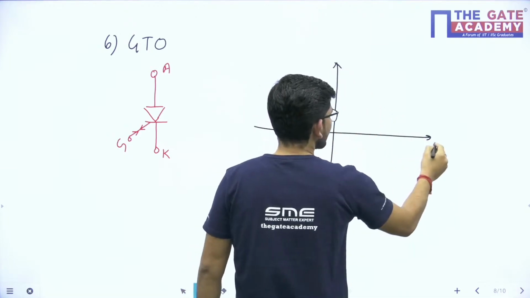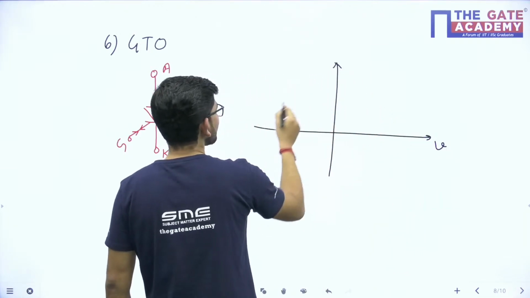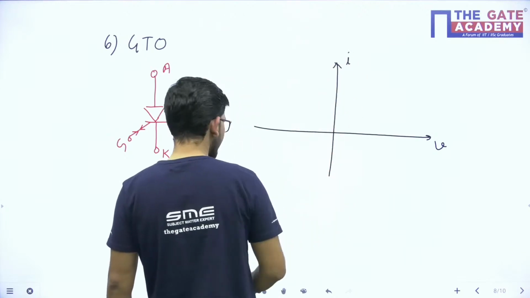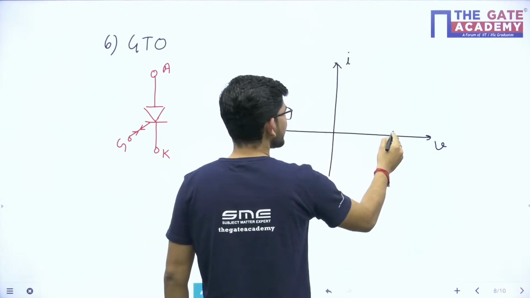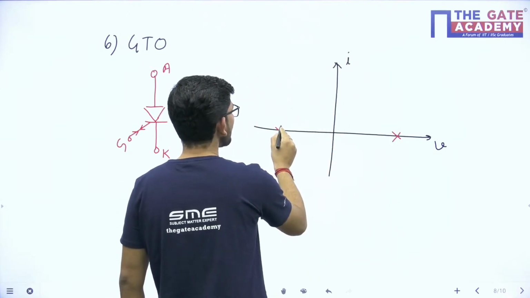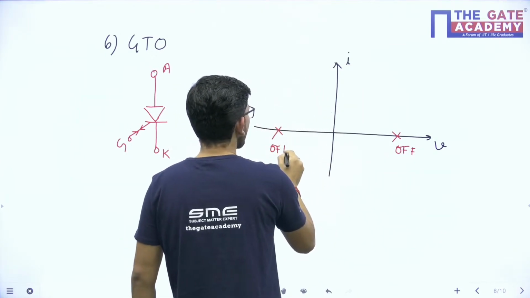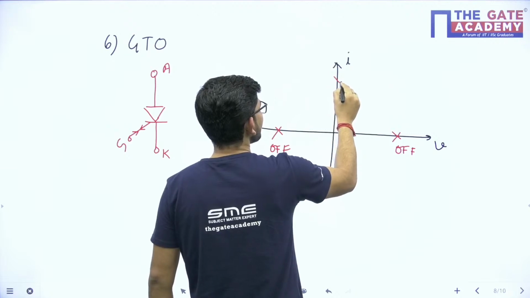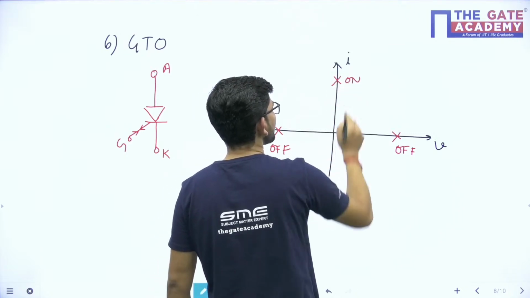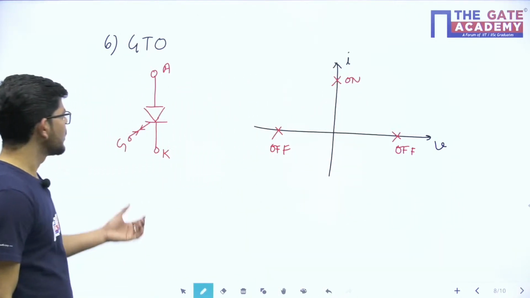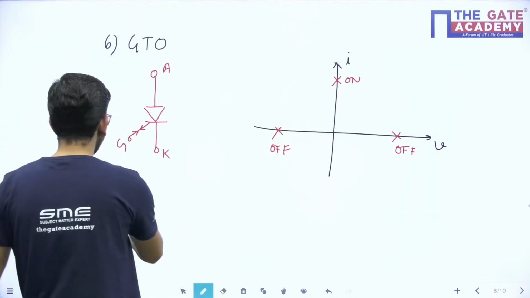the VI characteristics or the switch realization of GTO is quite similar to the BJT. It can block positive voltage, it can block negative voltage, and in both directions it will be off. And once you apply the gate current, it will carry positive current. So this is the VI characteristic of the GTO.